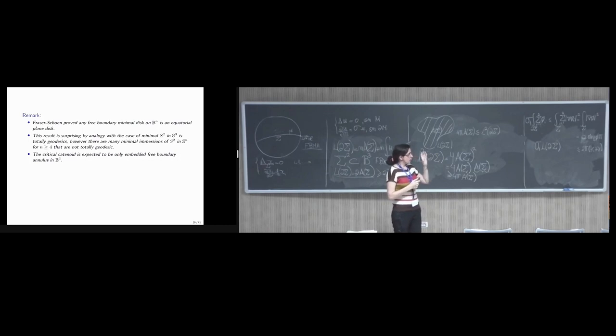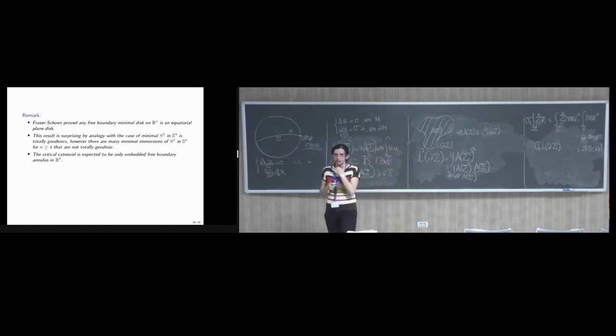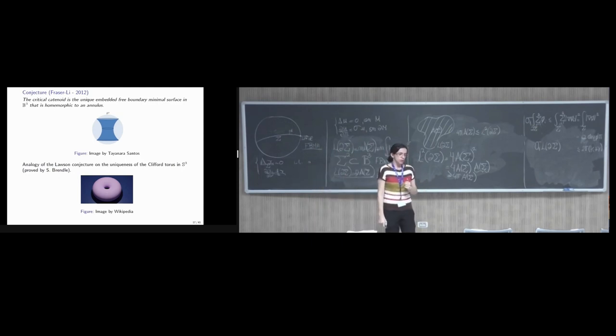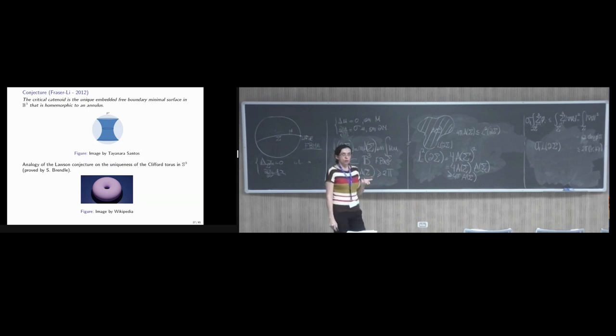So I will talk more about the critical catenoid because there is a conjecture about that, and I will explain this point better. Okay, let's move on. This conjecture about the critical catenoid was proposed by Fraser and Li in 2011. The critical catenoid is the only embedded free boundary minimal surface in the ball that is homeomorphic to an annulus. This is a conjecture. At the moment there are some partial answers, but not a total answer.